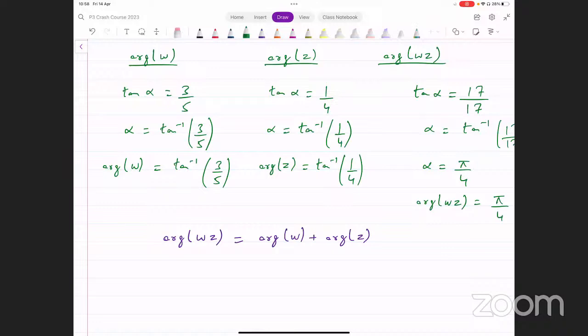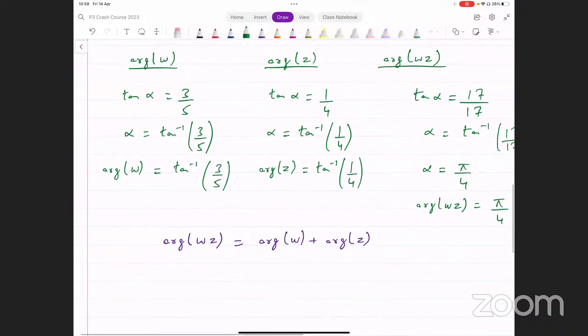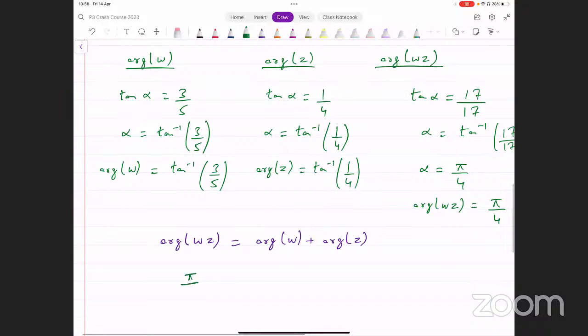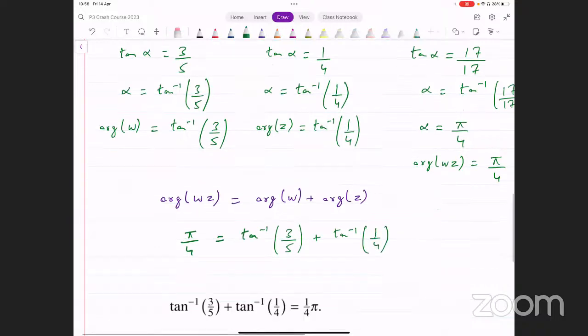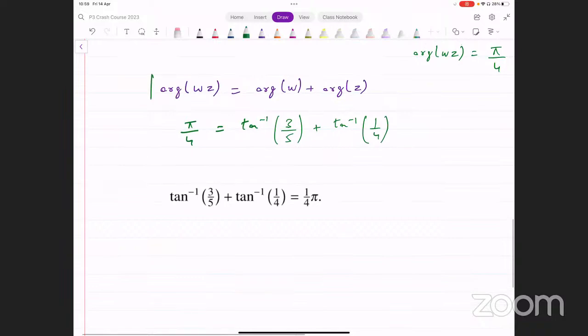All we have to do now is input these values here. The argument of WZ is pi over 4. The argument of W is tan inverse of 3 over 5. And the argument of Z is tan inverse of 1 over 4. And that's exactly what we had to prove here. So you write down the statement that the argument of WZ is equal to the argument of W plus the argument of Z, and then you can write down this equation. And that proves that what they've written here is correct.